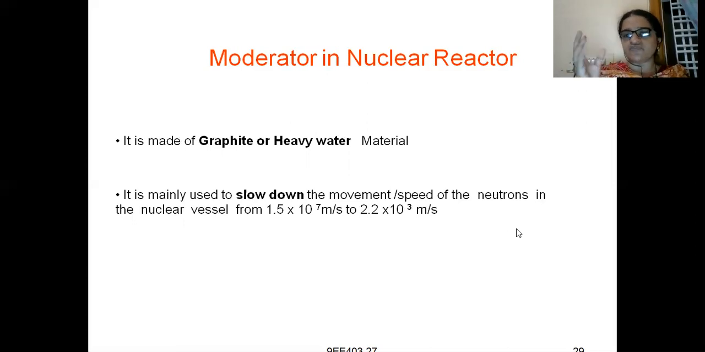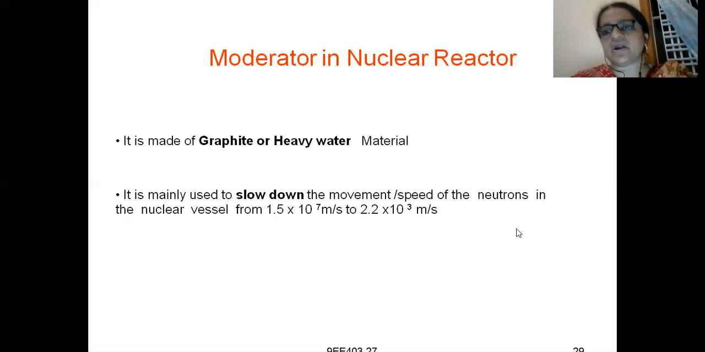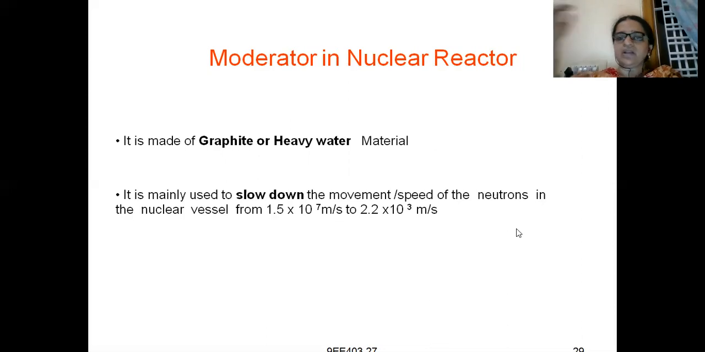So if we are able to slow down that neutron, there will be a chance that the intensity of the chain reaction will be reduced. It means more and more energy will not be released within a short period. Energy will be released, but only in some designed period, that amount of energy will be released.